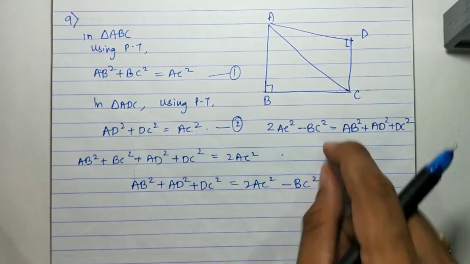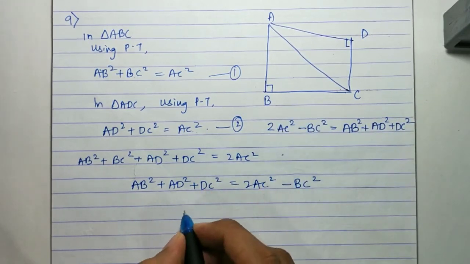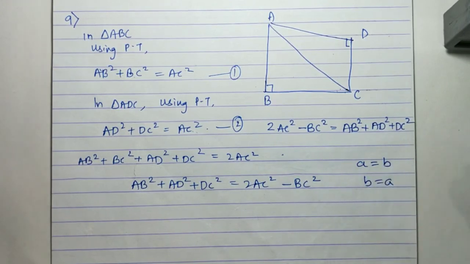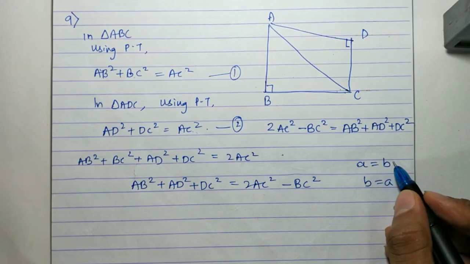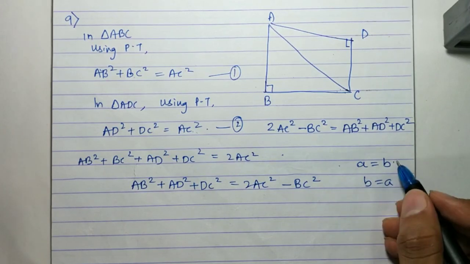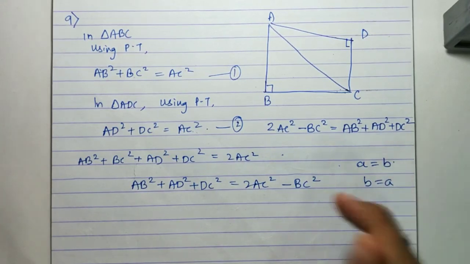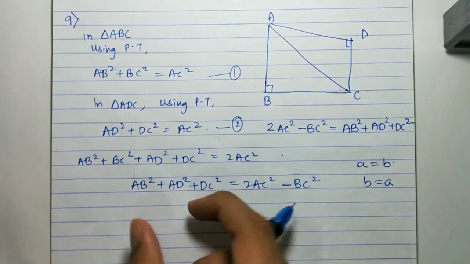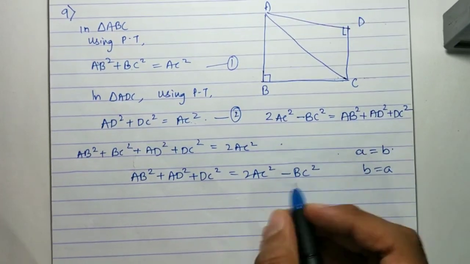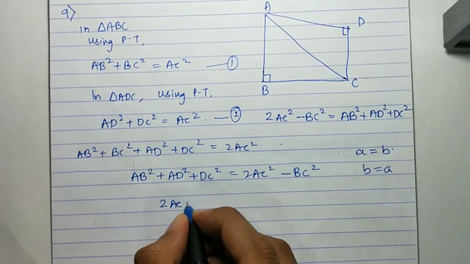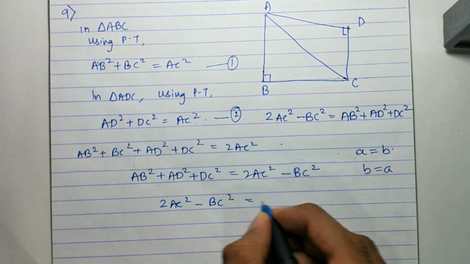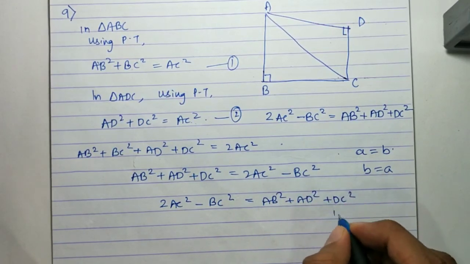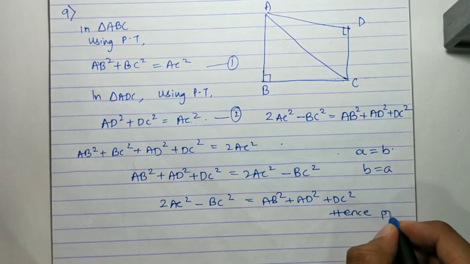Let's just write it in this order. Whenever you have A equals B, you can always write B equals A. No need to change sign for that. If this part is equal to this part, you can write any part on the left hand side or on the right hand side. So do not get confused that if I exchange them, the signs will change. No. So I can write this as 2AC square minus BC square equals AB square plus AD square plus DC square. Hence proved. This is what we had to prove.